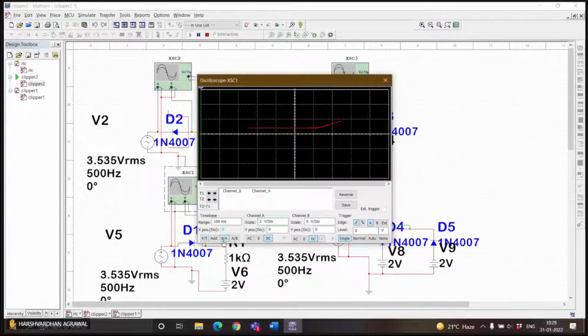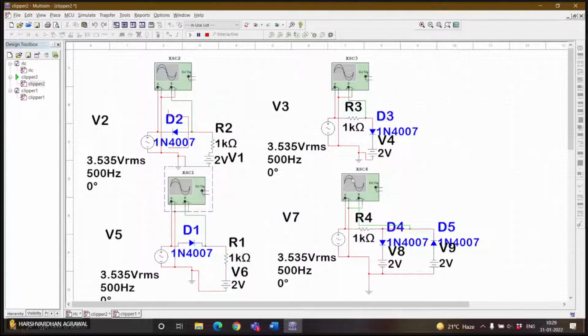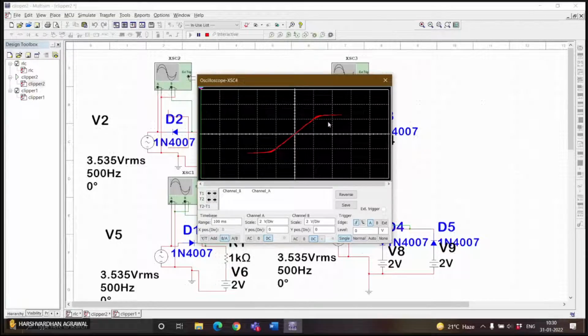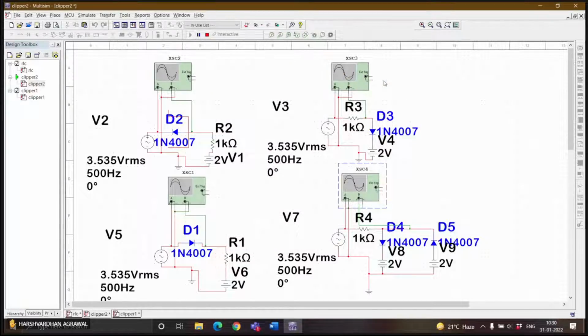This is my transfer characteristics, ma'am. Okay, with reference. And ma'am, for the second one I got this as my graph, ma'am. Here positive and negative both sides I'm getting. And this is my transfer characteristic, ma'am, for the same. Ma'am, can I stop sharing, ma'am? Yes.